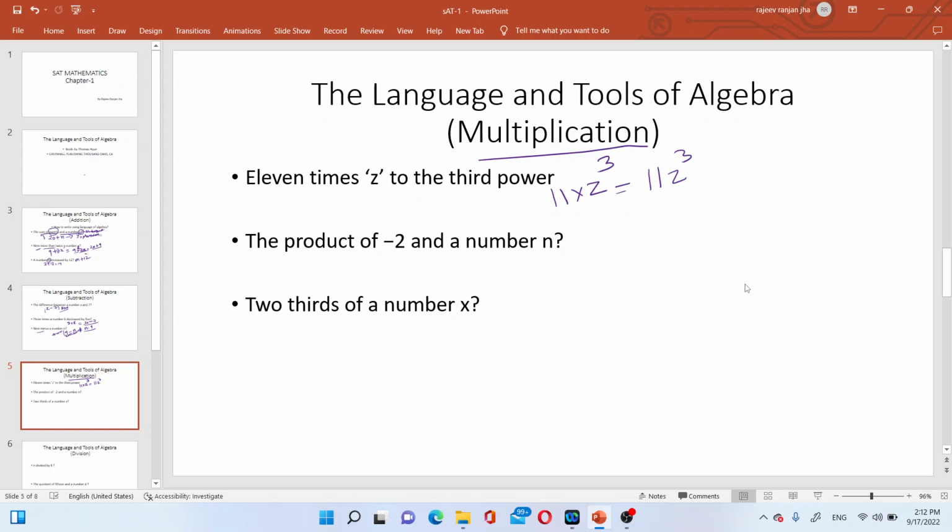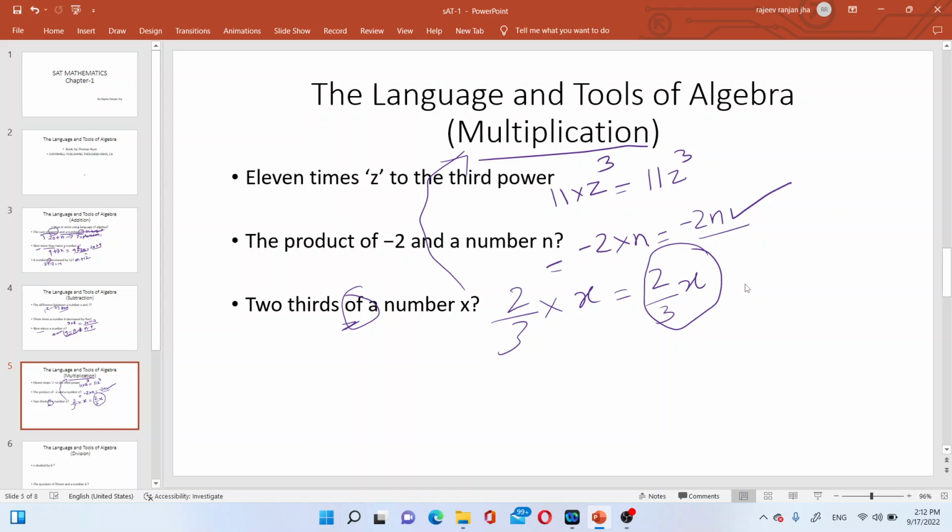Okay. Now we go to the next statement. The product of minus 2 and a number n. Very easy. So what is this? Minus 2 multiplied by n. So you can write it as minus 2n. Okay. So this is the algebraic expression for the second statement. 2/3 of a number x. 2/3 of. What does this 'of' actually signify? This is also multiplication. So 2/3 multiplied by x. So this can be written as an algebraic expression, 2/3x also. No problem. These are one and the same. So these are the multiplication part.